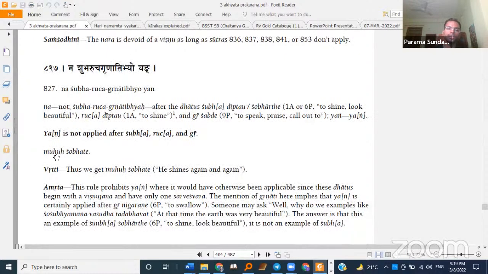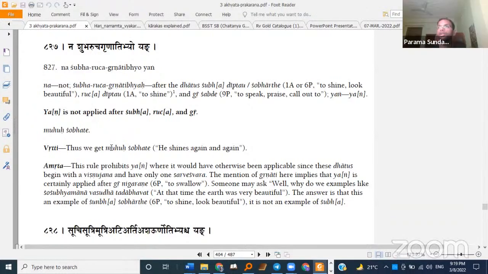So we just get muhu shobhate. We add this muhu particle like kriya vishesha. Yeah. Kriya vishesha in verbs. Atishayena shobhate. Shines brightly. So we don't have any Yaṅ-anta form for this.